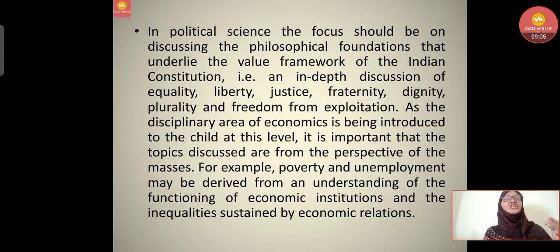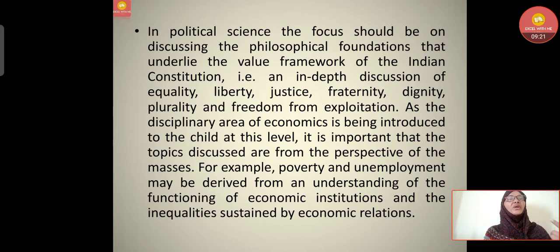It should be discussed. They should understand what is our constitution, what is our preamble, what is written in our preamble, what are the terms which are very important. They should understand the meaning of it so that they can apply all these things in their future.